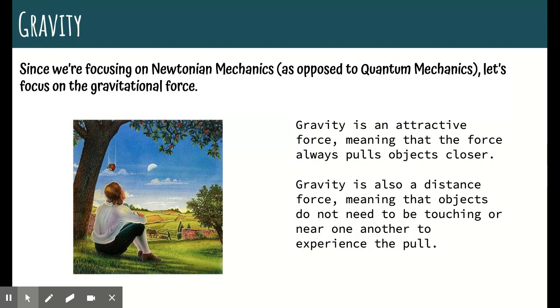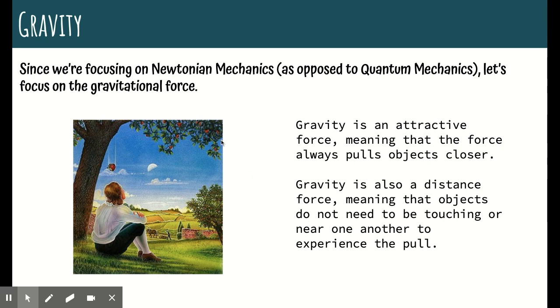Since we're focusing on Newtonian mechanics as opposed to quantum mechanics, we're just going to be talking about gravitational force today, and it's a whole topic within itself. Gravity is an attractive force, which means that it's always pulling objects closer to it. It's also a long-range force, meaning that objects don't have to be touching. They don't even need to be near each other to experience that pull.